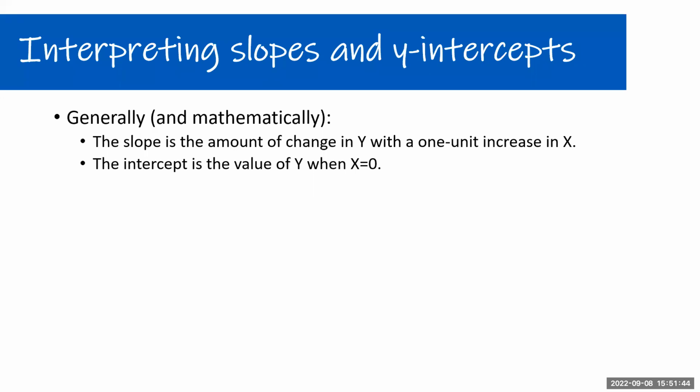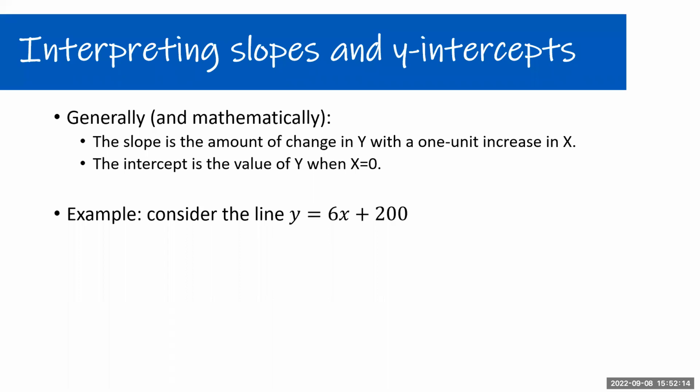Now, generally speaking, our slope is the amount of change that we see in y, so the amount of vertical change, with a 1 unit increase in x. So if we continue going right 1 unit at a time on that horizontal axis, how far up or down are we going with each 1 unit step? Our intercept is the value of y when x equals 0. So remember, it's the y-intercept. So our x is going to be equal to 0. We're not going left or right any. We're just going up and down on that axis.